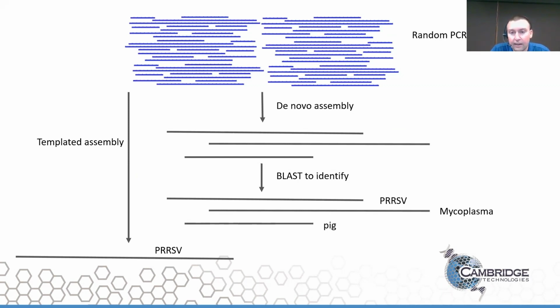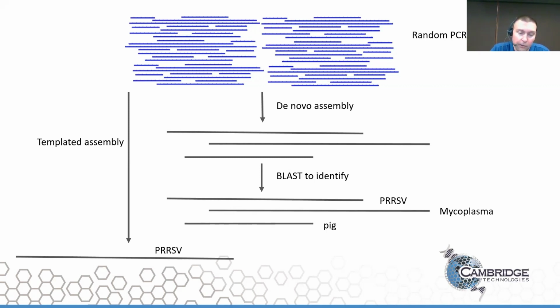On this slide here, I've got PRRS and mycoplasma as well as pig. So we're going to see all the different viruses in the sample. We're going to see host nucleic acid. We're going to see environmental nucleic acids, things like soybean viruses. And that's based on the random approach.